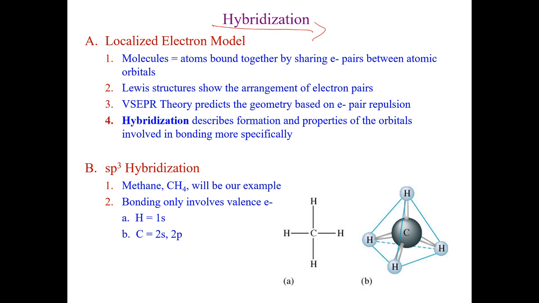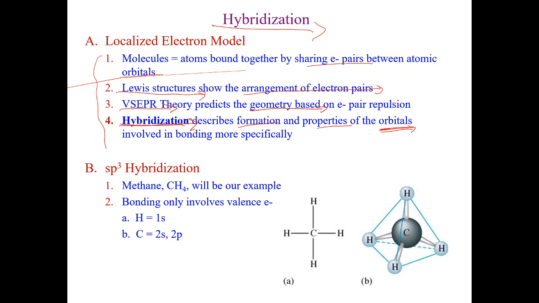So from the previous concept, we know that molecules are bound together by sharing electrons between orbitals. Then we use the Lewis concept to arrange the electrons into electron pairs. After which we use the repulsion theory to predict the shape of the molecule. Now hybridization describes the formation and the properties of atomic orbitals. Hybridization talks about orbitals. The Lewis dot theory does not consider the orbitals. It only considers the valence electrons.